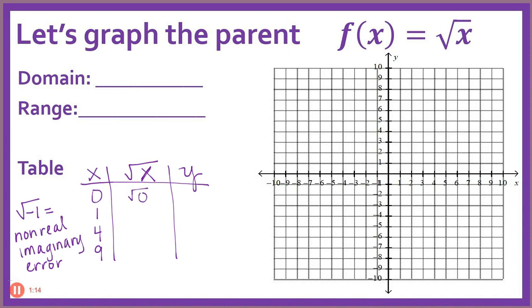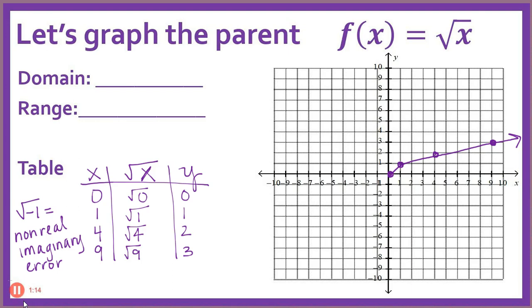The square root of 0 is 0. The square root of 1 is 1. The square root of 4 is 2. And the square root of 9 is 3. So let's graph these points. When we look at this graph, notice that it has a start but no end. It begins at the point 0, 0, but x continues towards positive infinity forever.